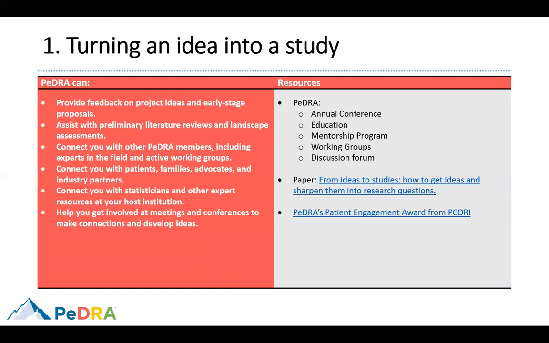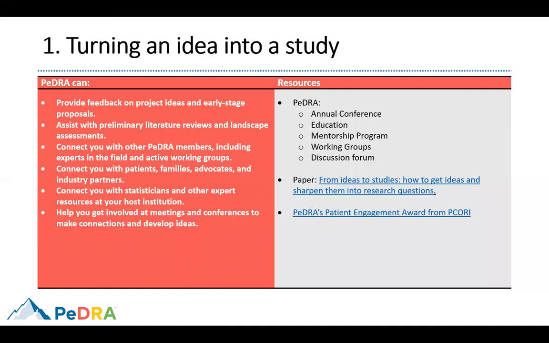So when it comes time to turn an idea that you have, or an observation that you have in clinic, or some cool conversation that you have into an actual research study, what is it that PeDRA can do? And the 2 biggest things that I think PeDRA can do, and what's laid out in the toolkit, are really when it comes to the background homework associated with turning an idea into a study.